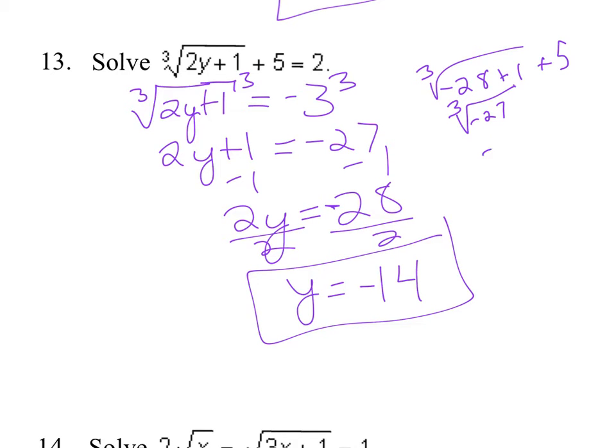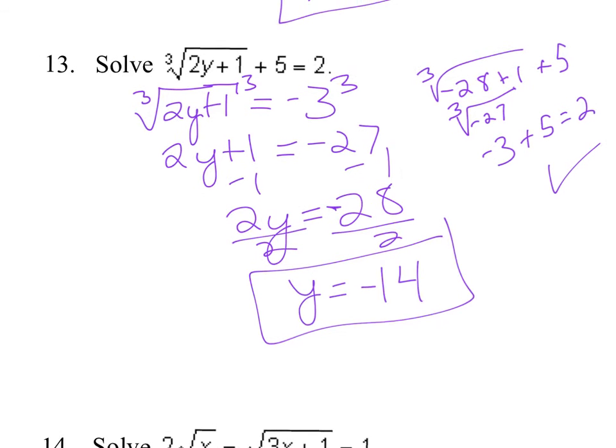Cube root of negative 27 is negative 3. Plus 5, that does indeed equal 2. So, check. It did work.